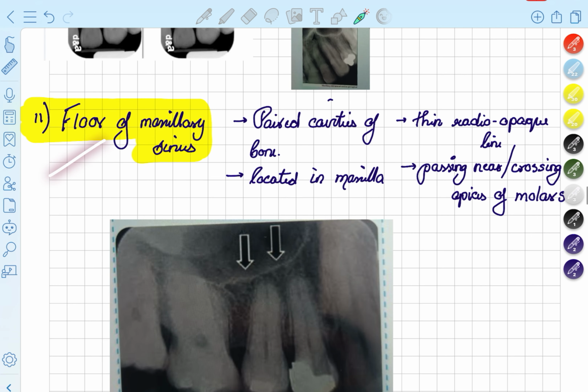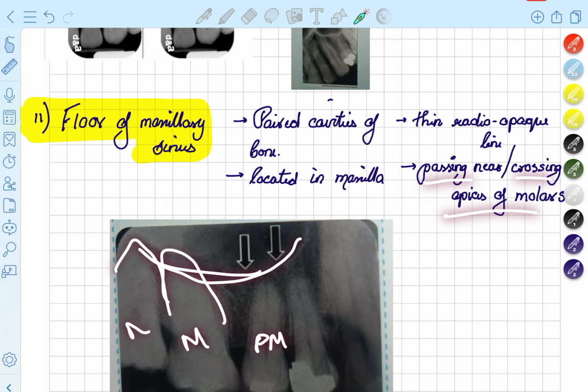The floor of the maxillary sinus is a paired cavity of bone located in the maxilla. As we can see clearly here, the white structure, a thin radio-opaque line, is the floor of maxillary sinus, passing near or crossing apices of molars. These are our premolars, and these are the molars, passing through the apices. Apices means near the root apex of molars.